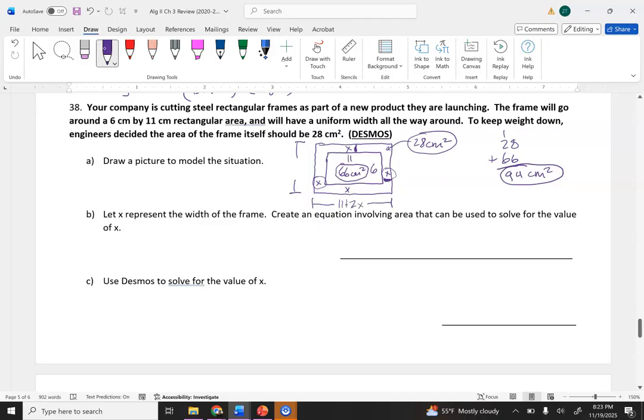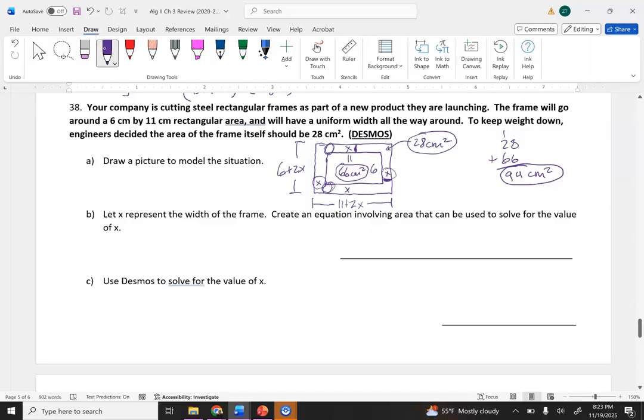And then the same thing is happening if you look at the height of the rectangle. The inner height is 6, but then we're adding a length of x up here and a length of x down here. So we're adding 2 x's on to that 6. In both directions, we're just adding on 2x to what was existing. And now we can calculate the area of this entire rectangle.